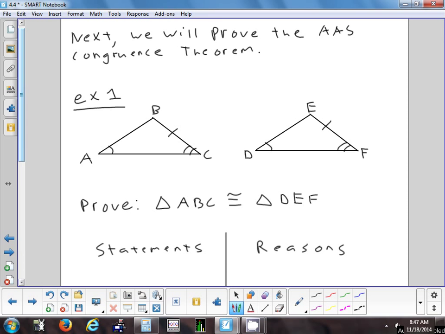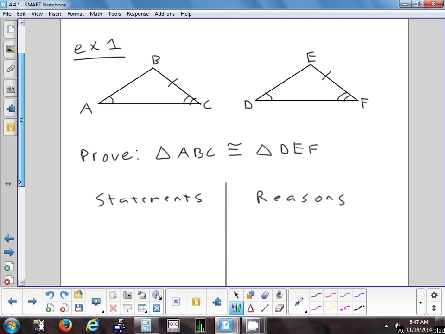Okay, let's start out with our first statement. Based on that picture, think about what you usually start with in a proof. What has been marked here? Let's write down some of that stuff. Yep. Angle A is congruent to angle D.